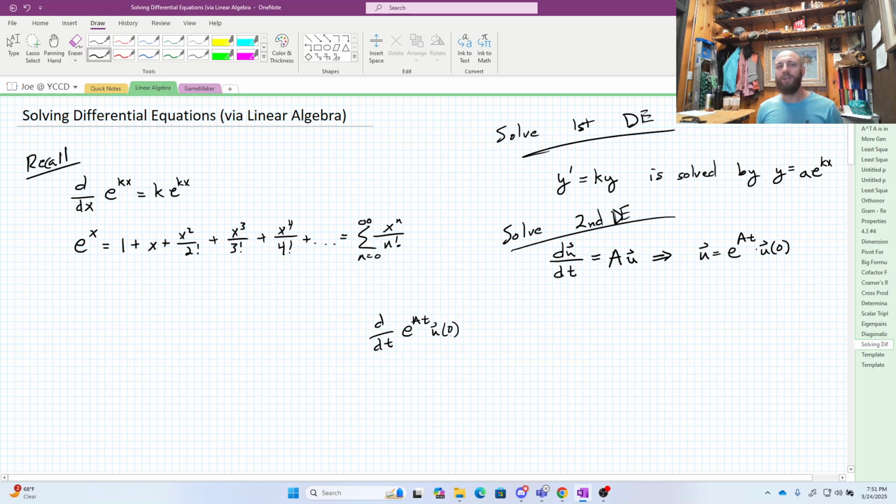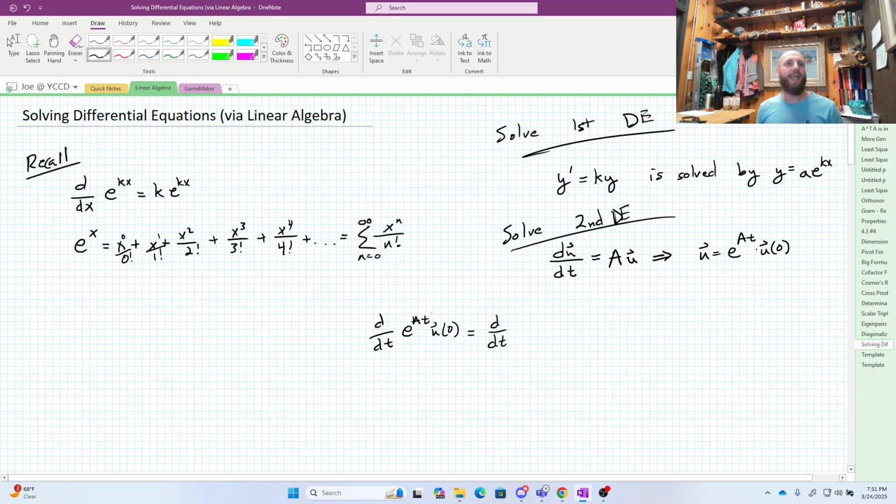U of 0 is a constant vector, so that's not really going to contribute here, right? So I'm going to have the derivative with respect to t, and I ought to be writing down e to the At. So I'm going to take At and plug that in for x's in my power series, right? I'm going to get, this 1 is going to be a little problematic for me. What that really represents, though, is an x to the 0 power over 0 factorial. This x represents x to the 1 over 1 factorial, right?